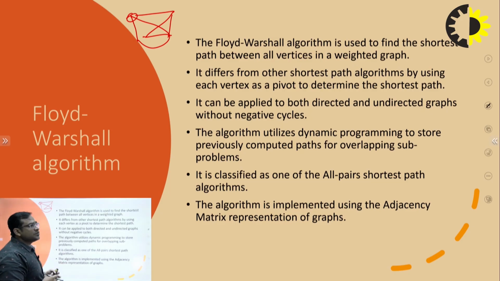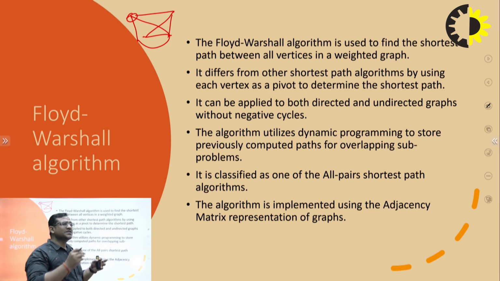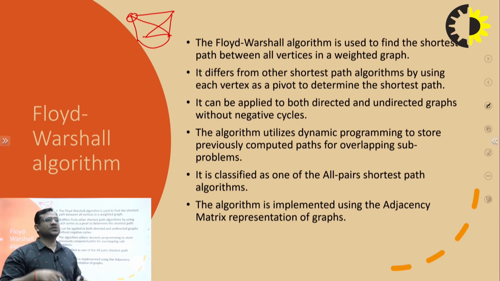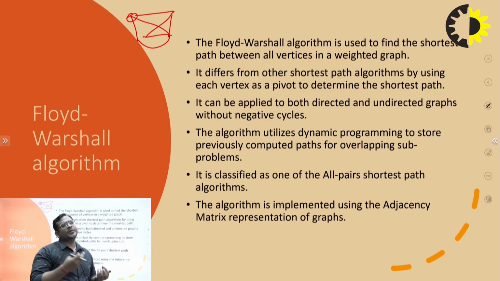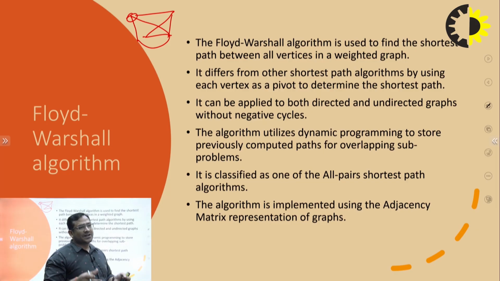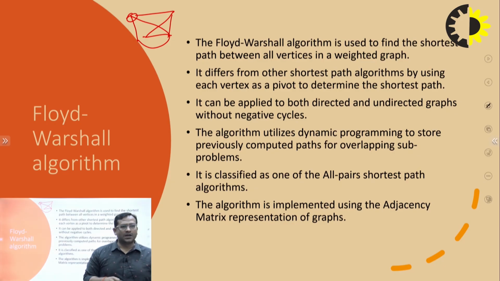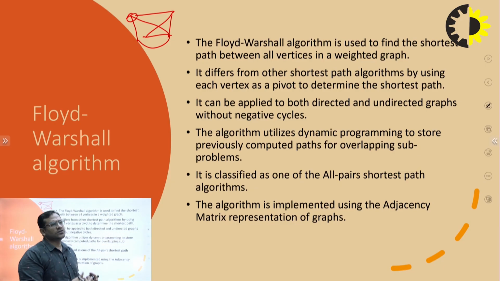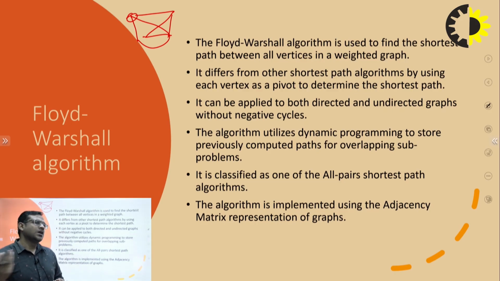This is basically used in Dijkstra. Dijkstra is used for the single source shortest path, but the Floyd-Warshall algorithm is used for all pair shortest path. It can be applied to both directed and undirected graphs, but the condition is that there is no negative cycle. If there is a negative cycle, you cannot apply the Floyd-Warshall algorithm, as it may give the right answer or the wrong answer due to the negative cycle.